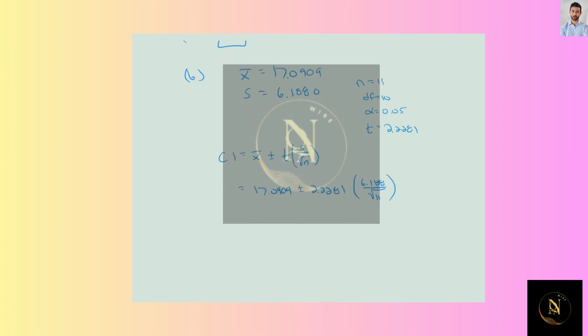Lower boundary to 3 places would be, again subtracting, 12.934. And the upper boundary from adding, 21.248.